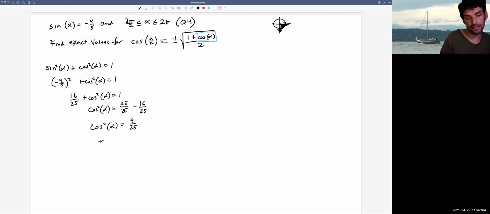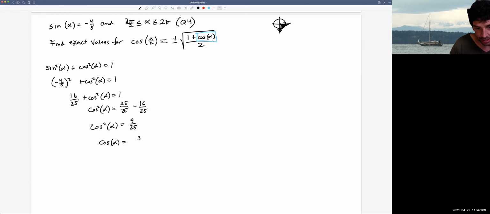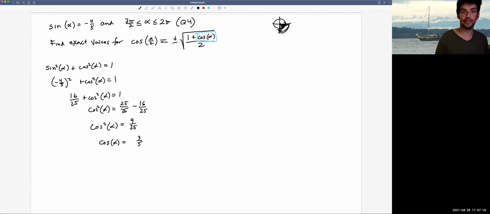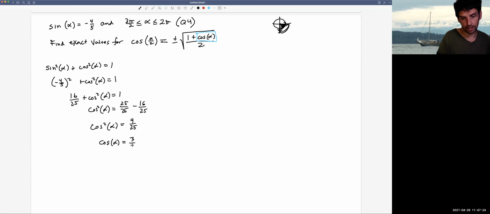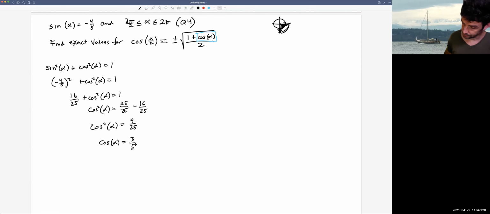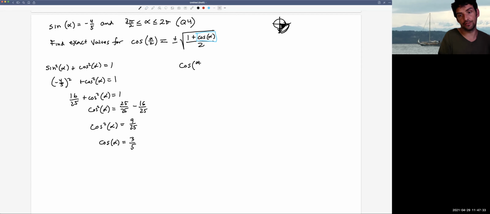And we take the root, which is going to be plus or minus 3/5. But notice we know that alpha is in quadrant 4. In quadrant 4, cosine is the x-coordinate, so it's positive. So we know that cosine of alpha has got to be 3/5. Okay, so now we can put it into our half angle formula for alpha over 2. I still haven't figured out the plus or minus here. I'm going to save that for the end.